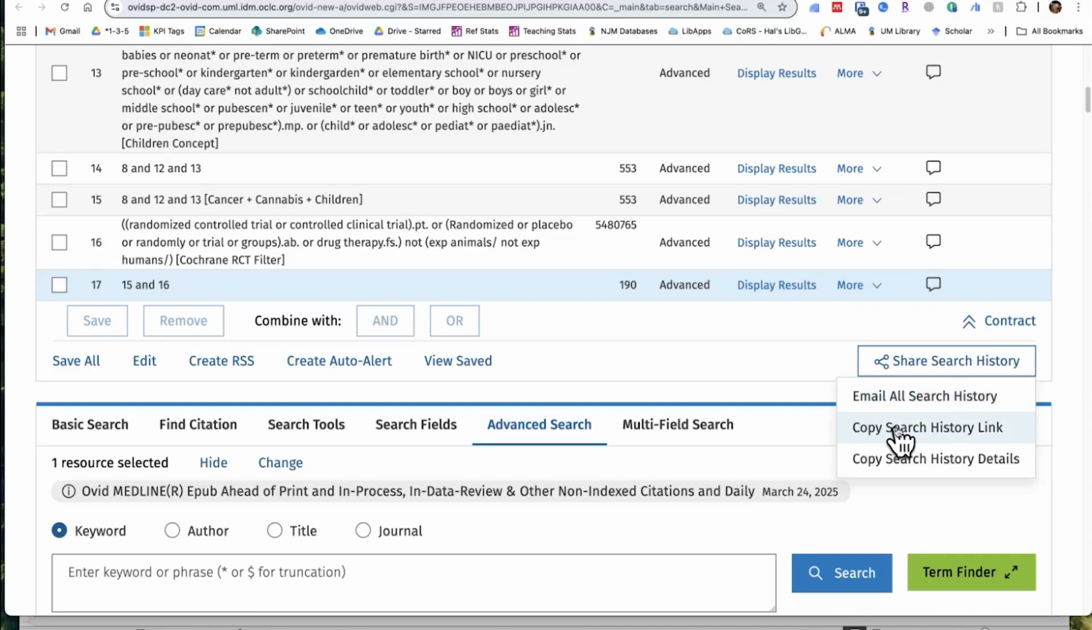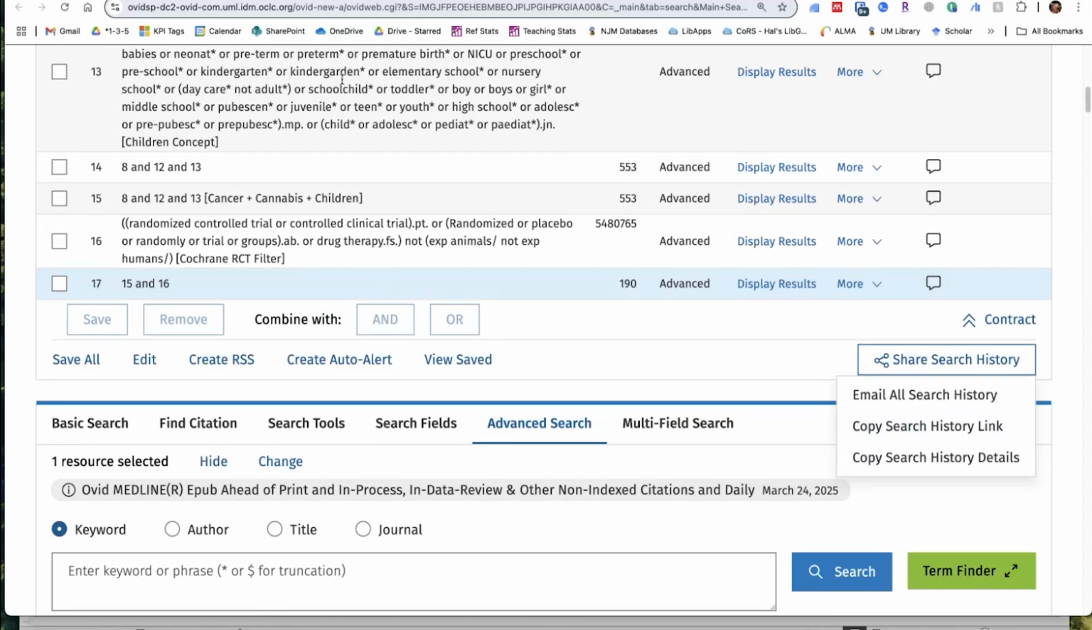And if you copy that link, you can send that to a colleague, you can put that in your documentation. That will recreate this search exactly. So it's really helpful to share and save searches. You can also copy your search history details. That will copy and paste your exact search, exactly how many articles you found. So very helpful for the whole documentation process.